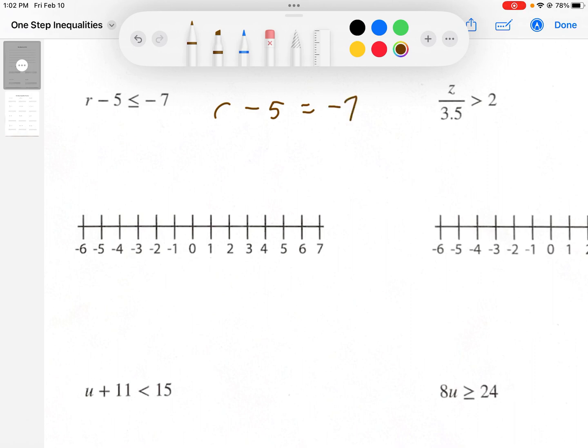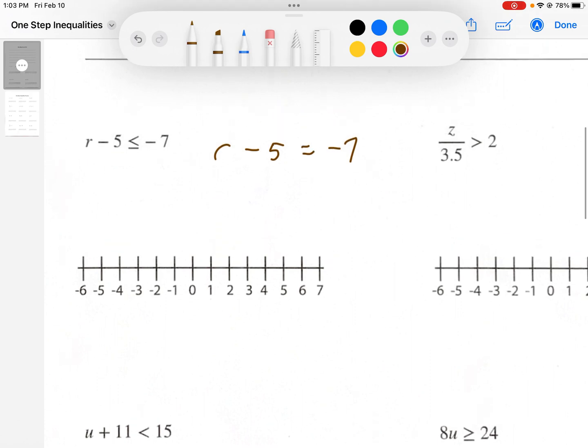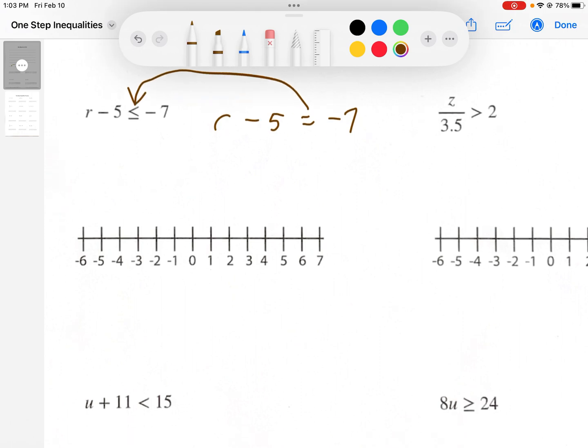r minus 5 equals negative 7. You probably could solve that right now. And these are going to be very, very similar. The only difference is that instead of an equal sign, you can see we have one of our inequality signs. And you can see that for the other three problems as well.